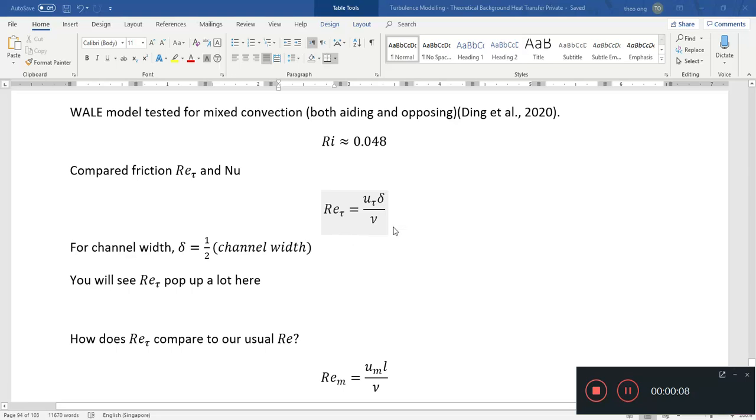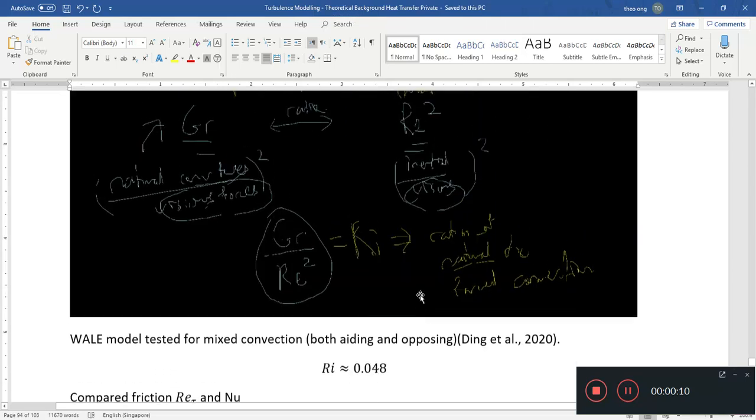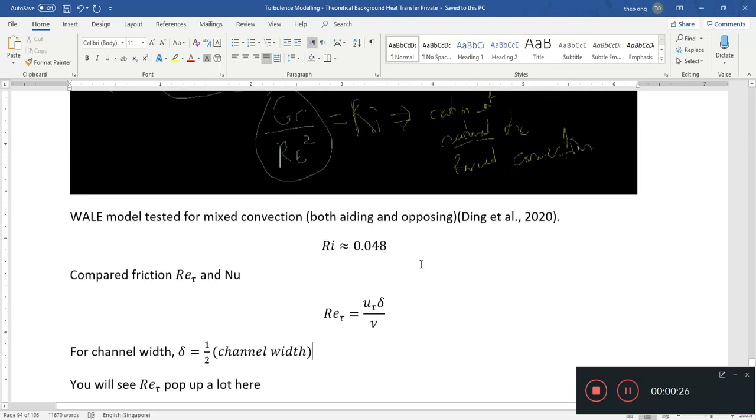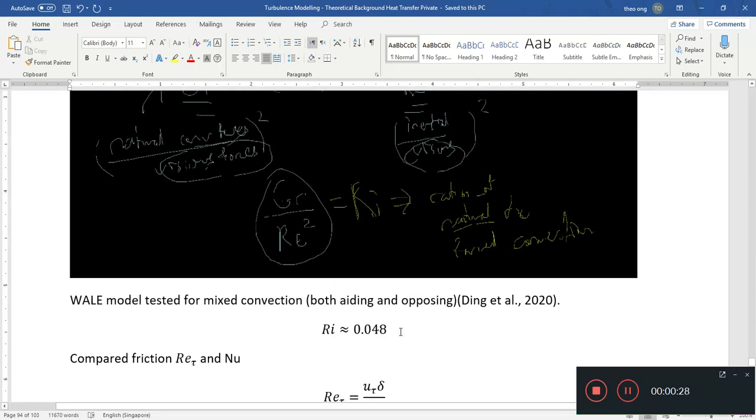So in the last video, we compared some of the HVAC (heating, ventilation, and air conditioning) simulations, comparing LES to experimental data using the dynamic Smagorinsky model. We found that to work pretty decently. And of course, we introduced the Richardson number, which is very important for mixed convection.